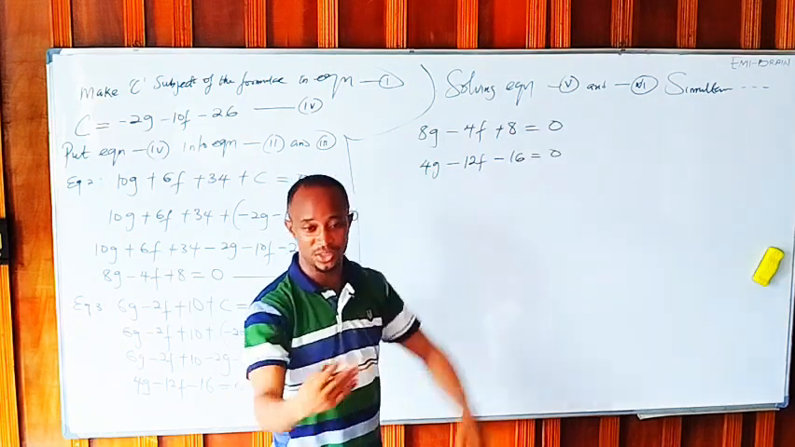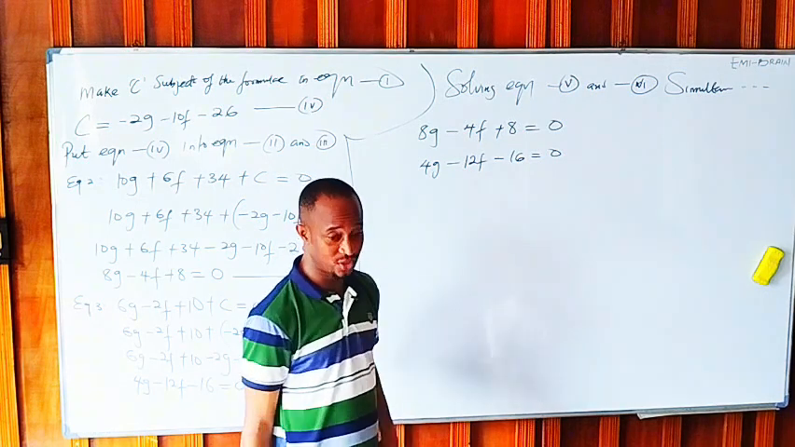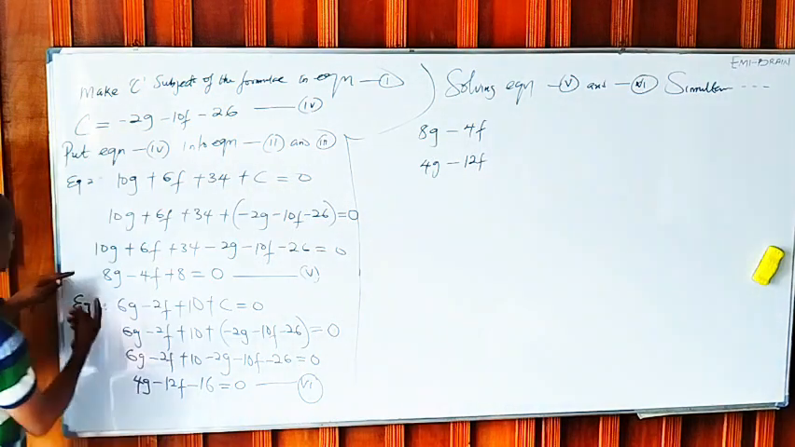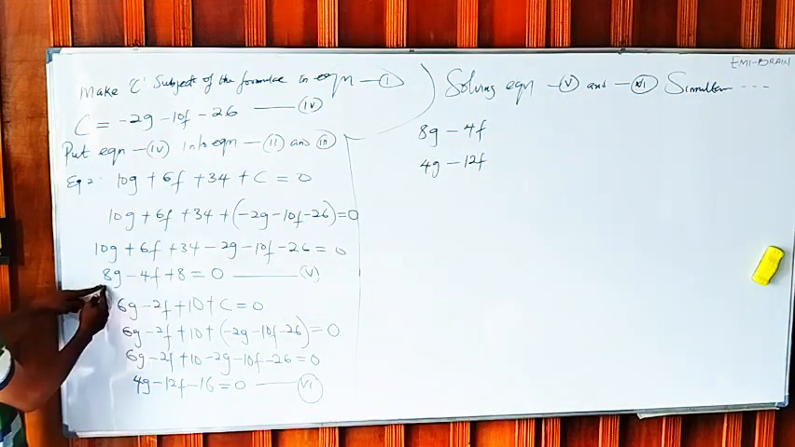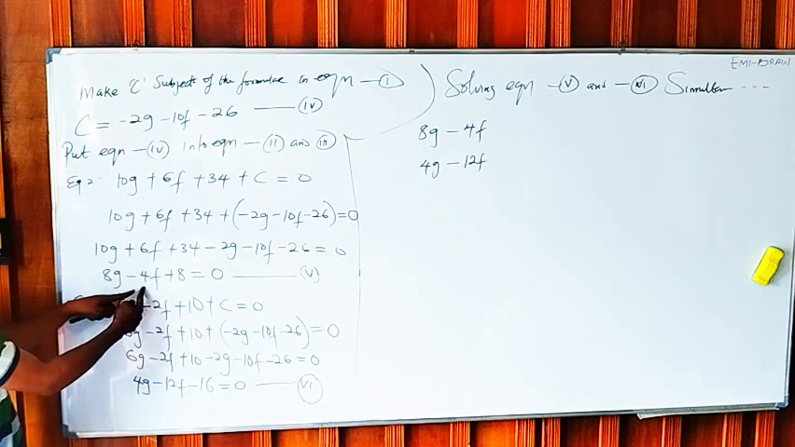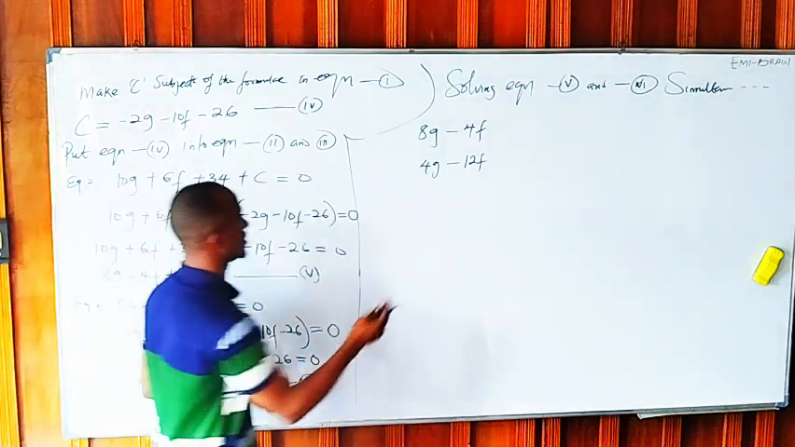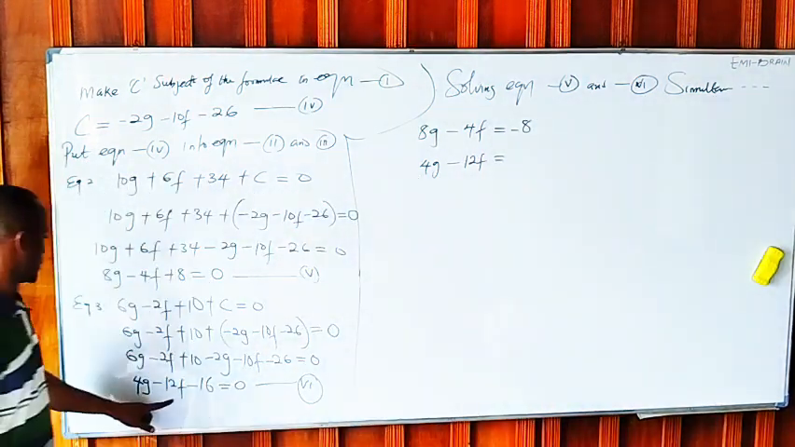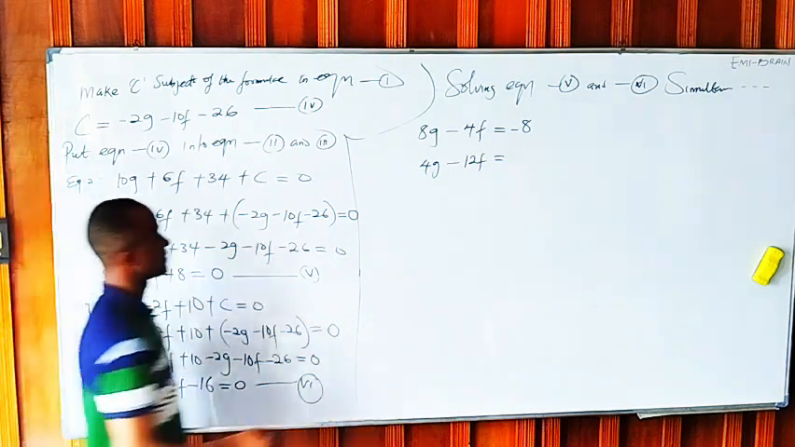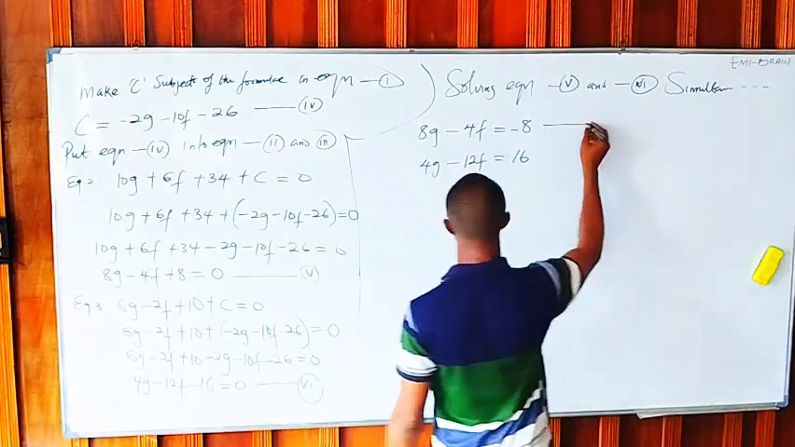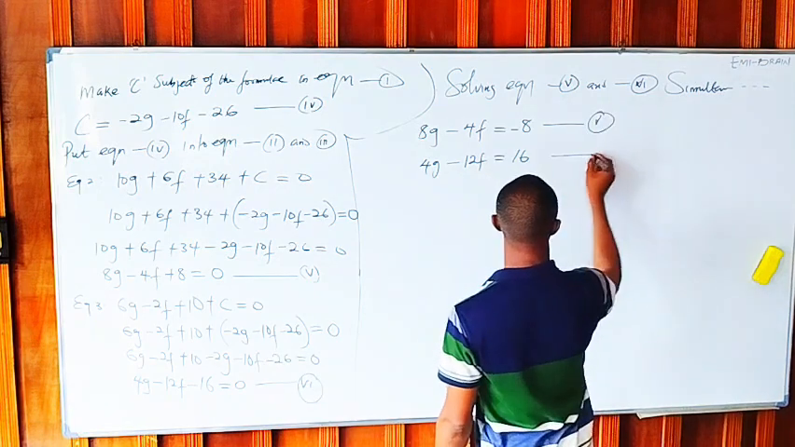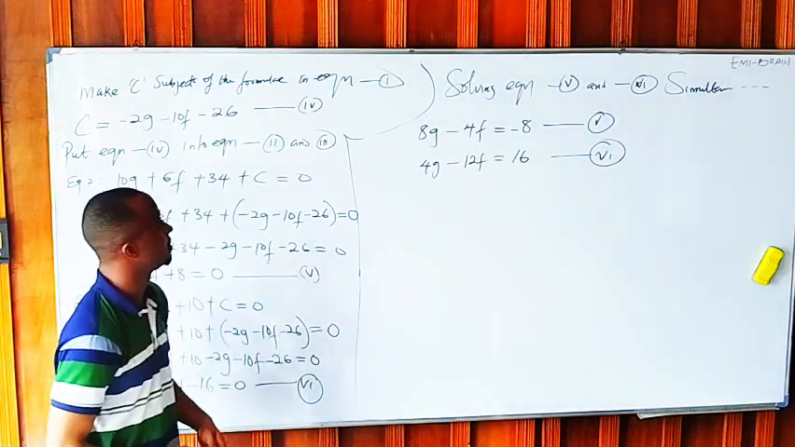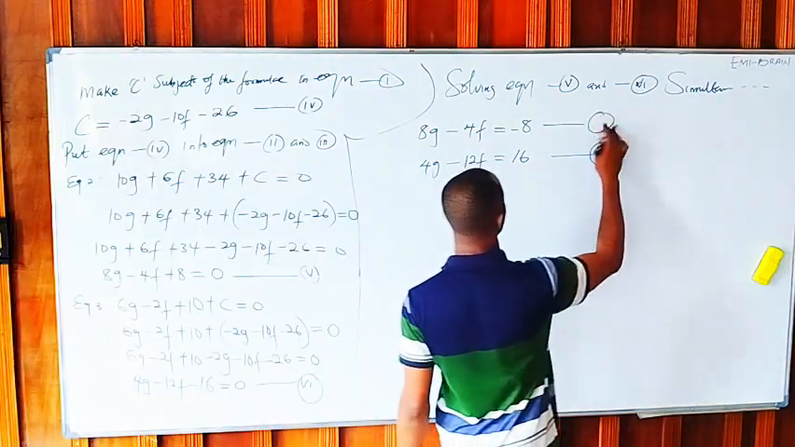Isn't that so? Which one do you want? Choose any one. Elimination method. Since we are saying that equation 4 is this, here becomes 8g minus 4f equals minus 8. Right? What about this? Equals 16. The same thing. This is equation 4, and this is equation 6. So by elimination method, what do we do?